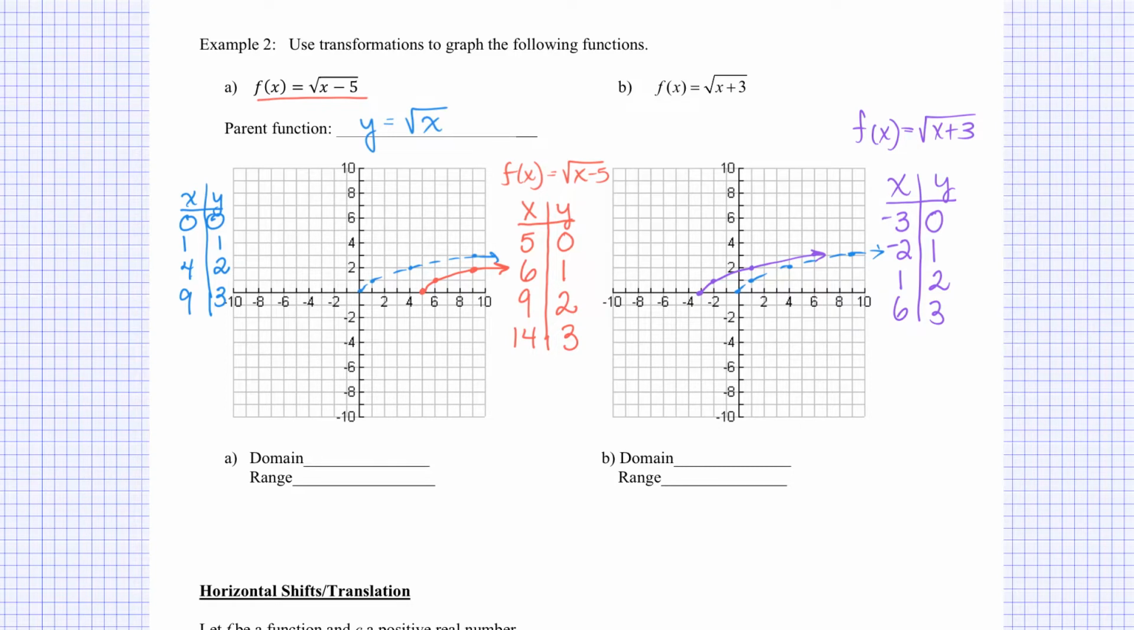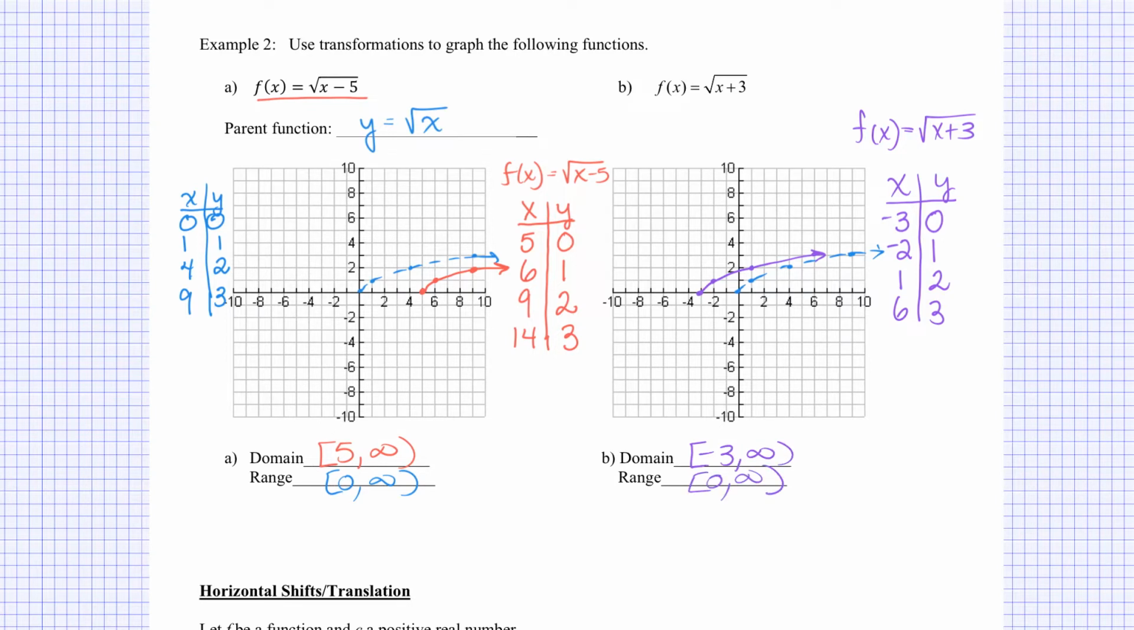Notice that for all of these, the outputs did not change, right? So it's the domain that shifts and not the range. The domain for the function just above here, the red one, is going to be from 5 to positive infinity. The range does not change. It's still 0 to positive infinity. Now over here with the purple, the domain shifted to the left 3 units, but the range did not change.